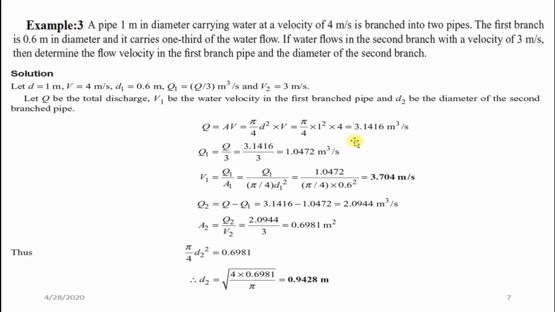So area into velocity will give you 3.14 meter cube per second. Now Q1 is equal to Q by 3. It is mentioned in the problem. It carries 1/3 of the water flow. So Q1 you will get 1.04 meter cube per second.